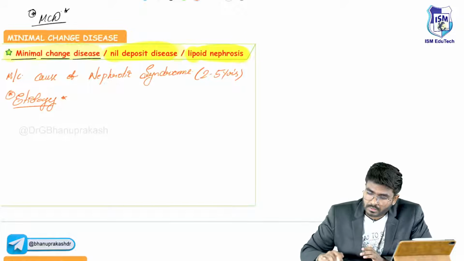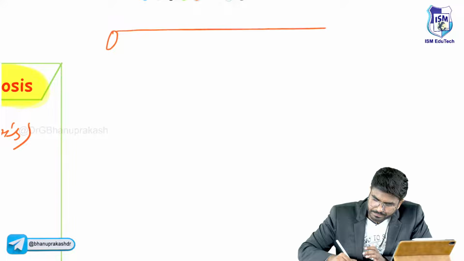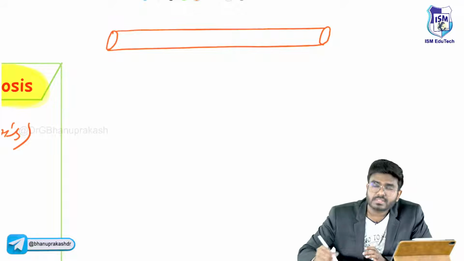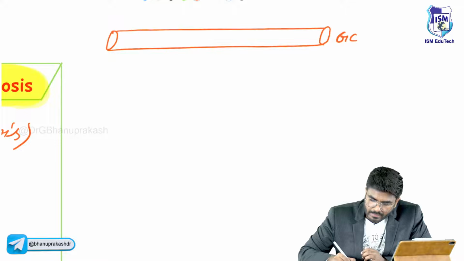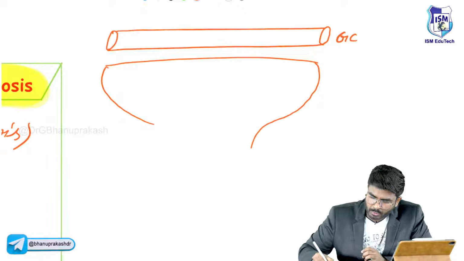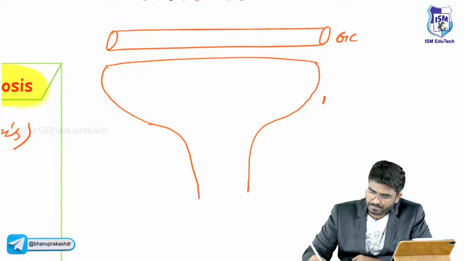in the glomerular basement membrane, look, guys, you should understand this. This is the glomerular capillary. Easy way of understanding this. This is the glomerular capillary, sir. Now, what is this one? This is the Bowman's capsule, BC, and this is the proximal convoluted tubule, PCT.